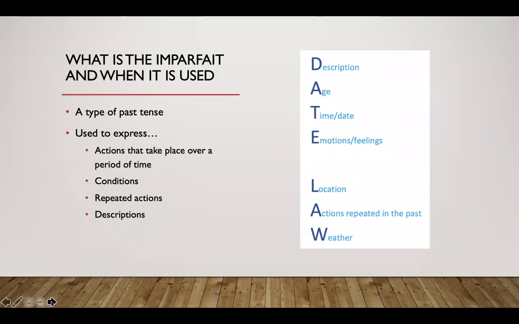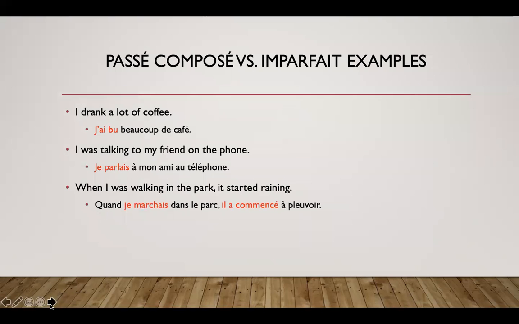So what is the imparfait and when is it used? It's a type of past tense and it's used to express actions that take place over a period of time, conditions, repeated actions, or descriptions. A really helpful acronym to remember is right over here. It's called DAT LAW. So you have description, age, time and date, emotions and feelings, location, actions repeated in the past, and finally weather. So whenever you have a sentence that is describing any of these, you know that is a time when you're going to be using the imparfait.